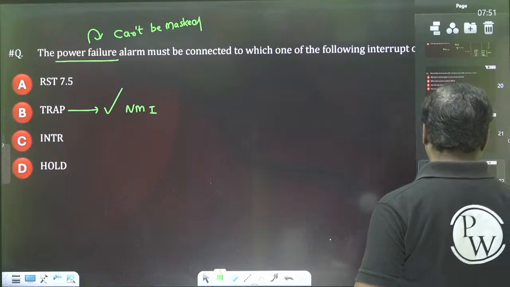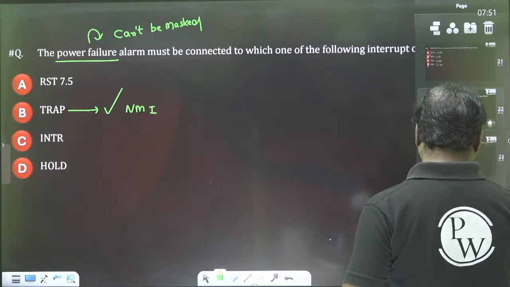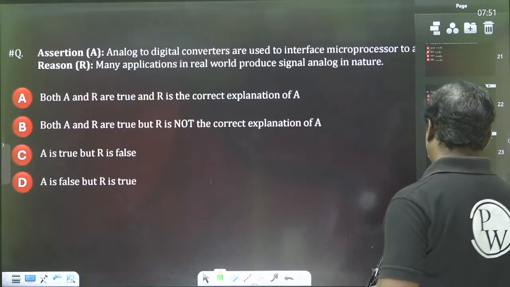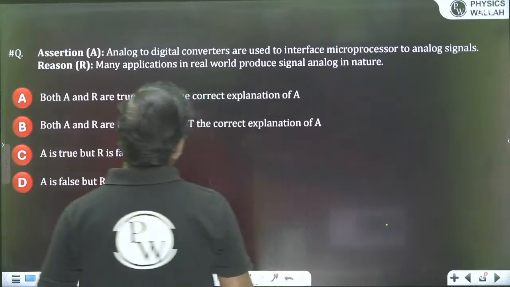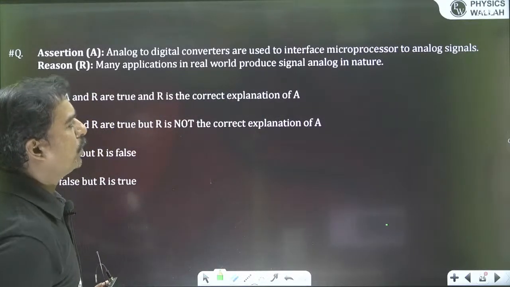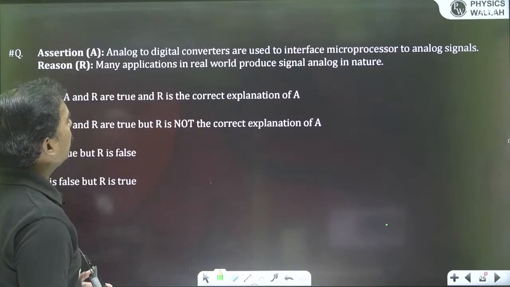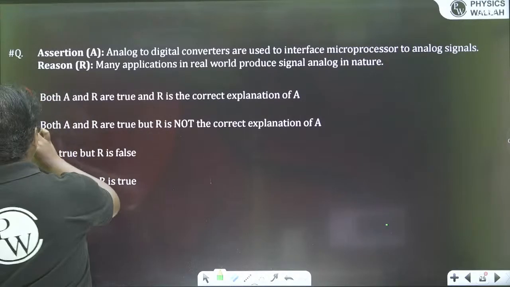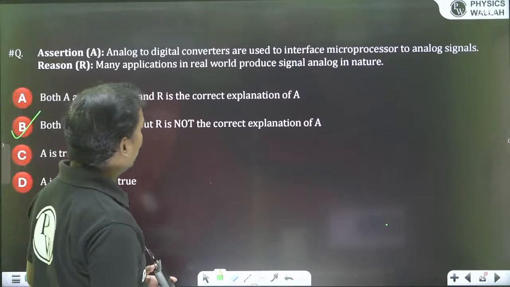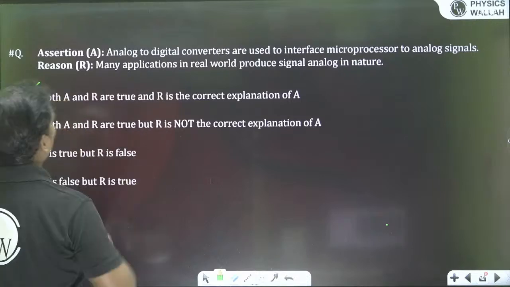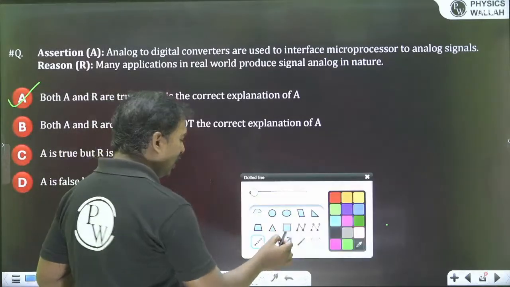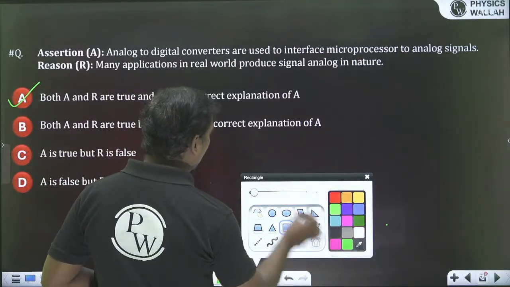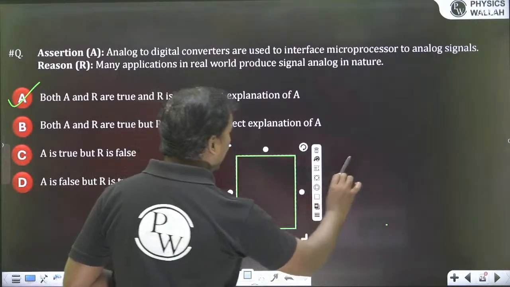Let us go for the next question. Assertion and reasoning. Analog to digital converters are used to interface microprocessor to analog signals. Yes, true है. Many applications in real world produce signal analog in nature. Yes, both the statements are true. Both A and R are true, and R is the right explanation because this is microprocessor. This is ADC.